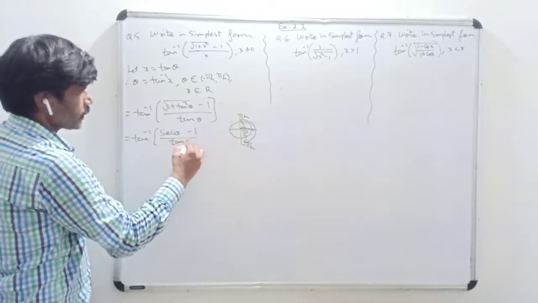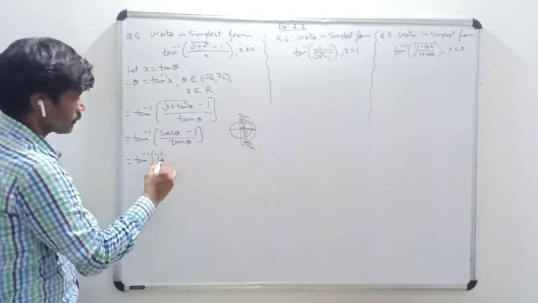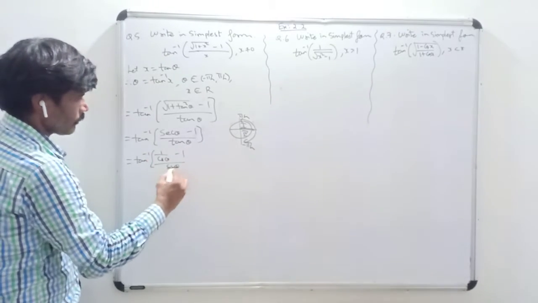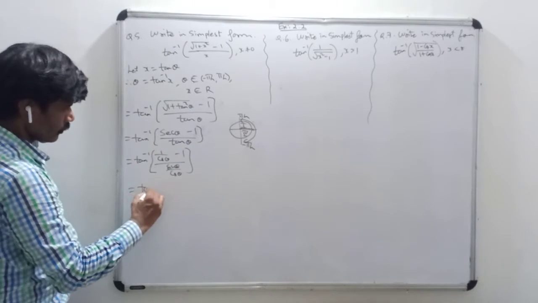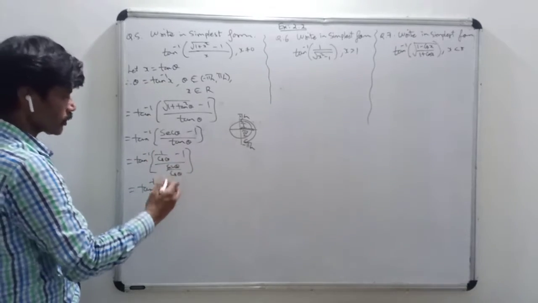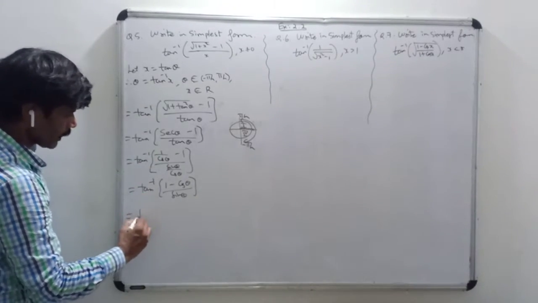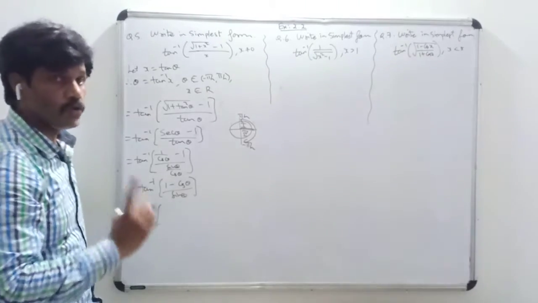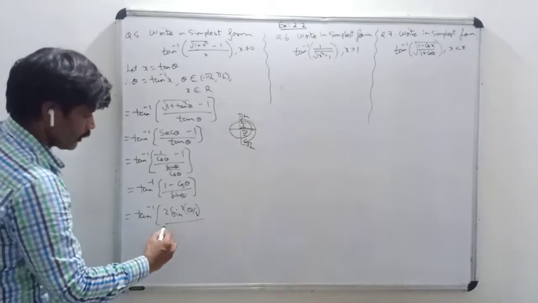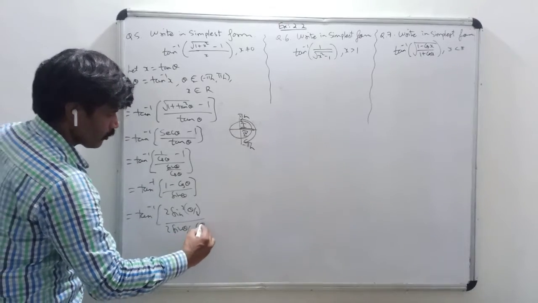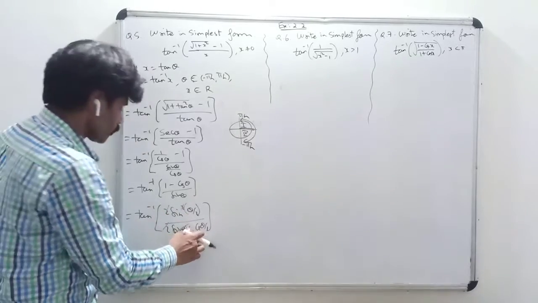Minus 1 upon tan theta. So that is equal to tan inverse of, now sec theta means 1 upon cos theta, minus 1 upon tan theta means sin theta upon cos theta. So that is equal to tan inverse of, now taking LCM. What is LCM? Cos theta. So I will take (1 minus cos theta) upon sin theta. So the common cos theta will get cancelled. So I am getting tan inverse of, what is 1 minus cos theta? 2 sin square theta by 2, upon, what is sin theta? 2 sin theta by 2 into cos theta by 2. So 2 will get cancelled, one sin theta by 2 will get cancelled, sin theta by 2 upon cos theta by 2, that is tan theta by 2.